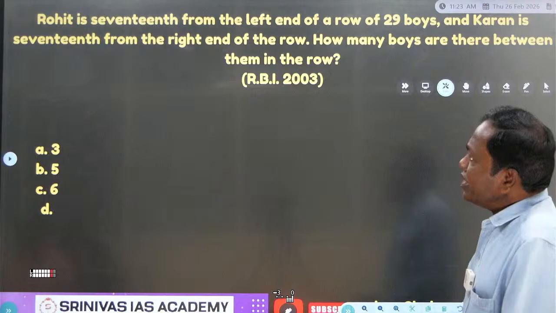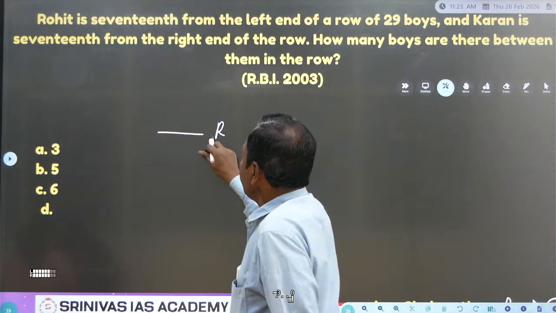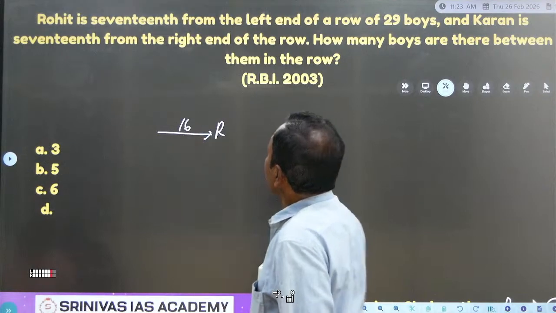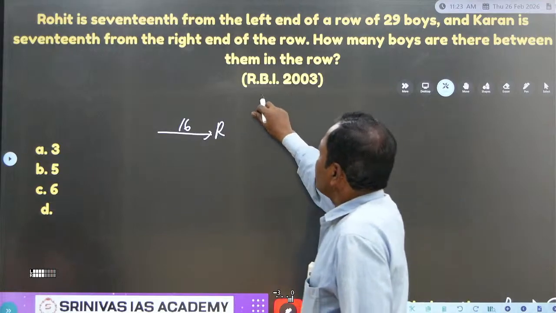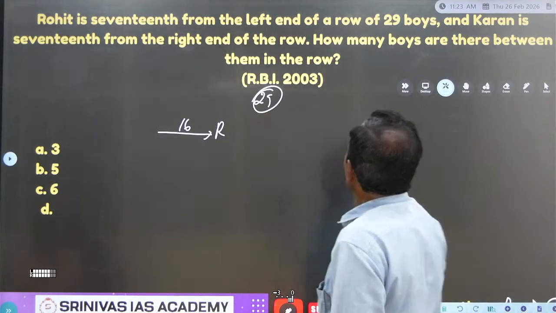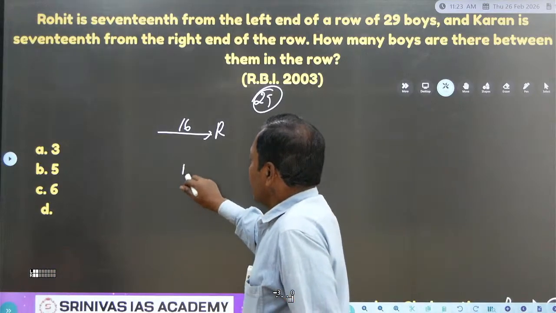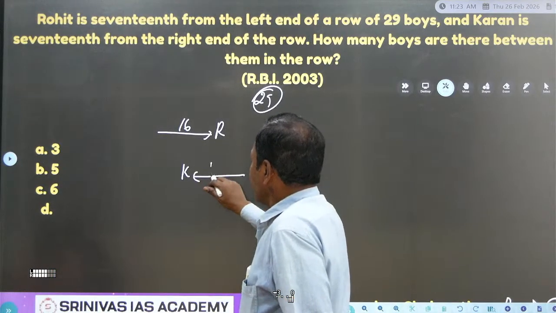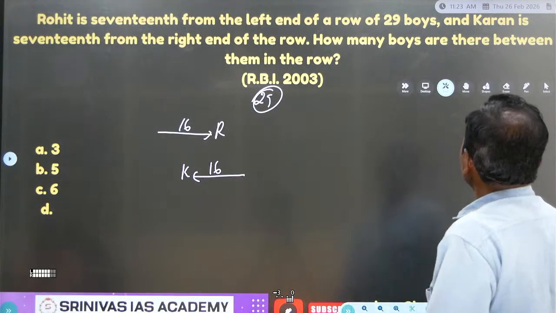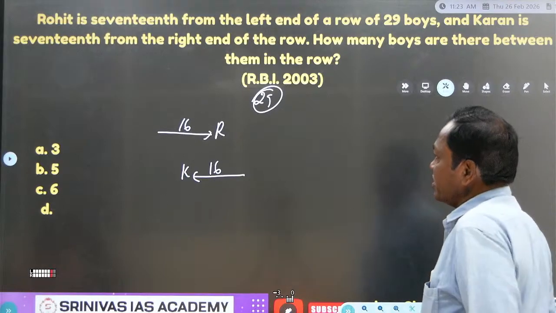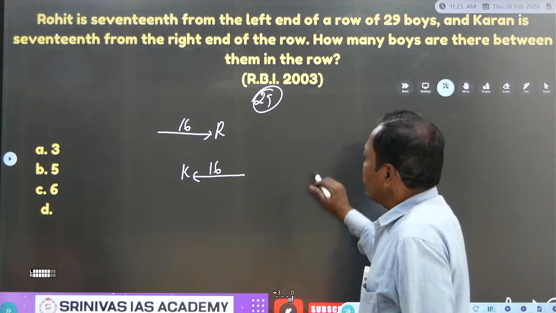Now, Rohit is 17th from the left hand of a row of 29 boys. What is the total size of the row? 29. And Karan is 17th from the right hand, it means 16 before him. How many boys are there between them in the row? This is only one row. Now you have to draw the information.